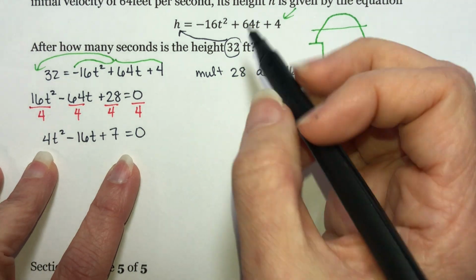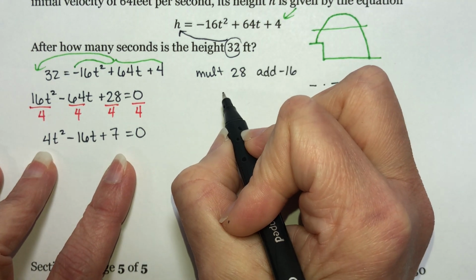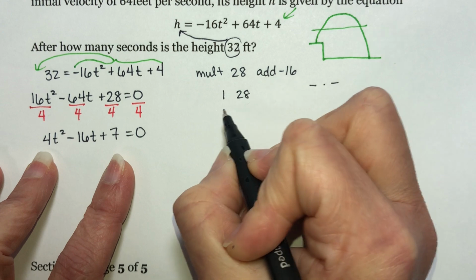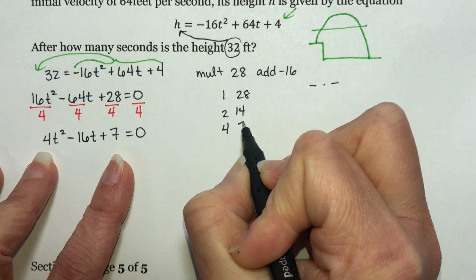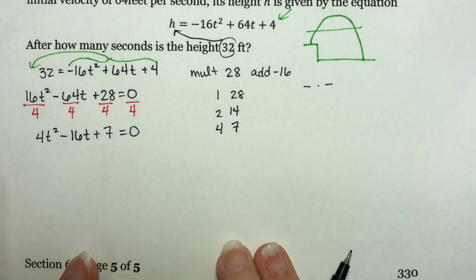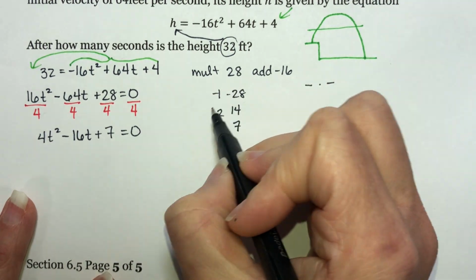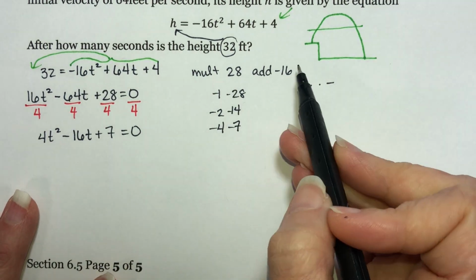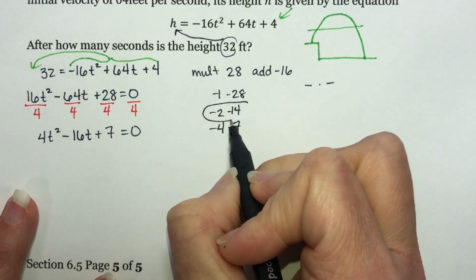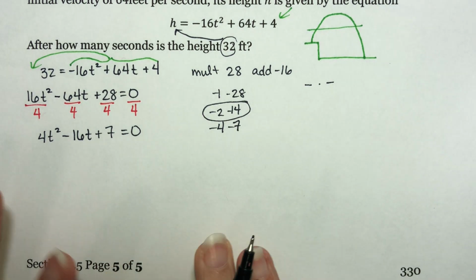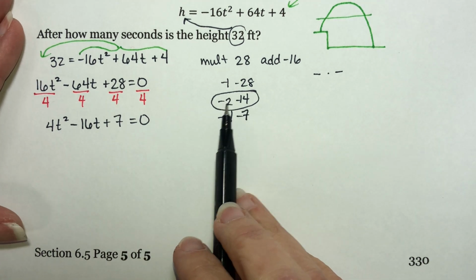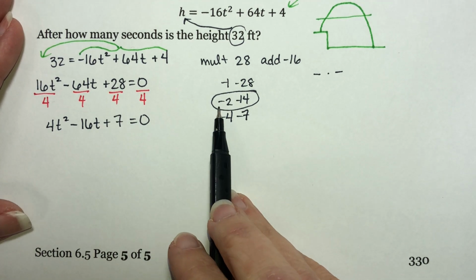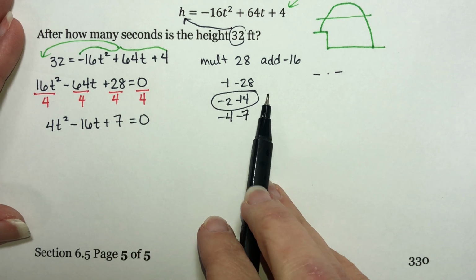Okay? So things that multiply to 28 are 1 and 28, 2 and 14, 3 doesn't work, 4 and 7, and that's it. Now, I said all of these would need to be negative, and to get a negative 16, the negative 2 and negative 14 will work. Okay, I believe this is the first time we've had two negatives here when we are factoring by grouping.